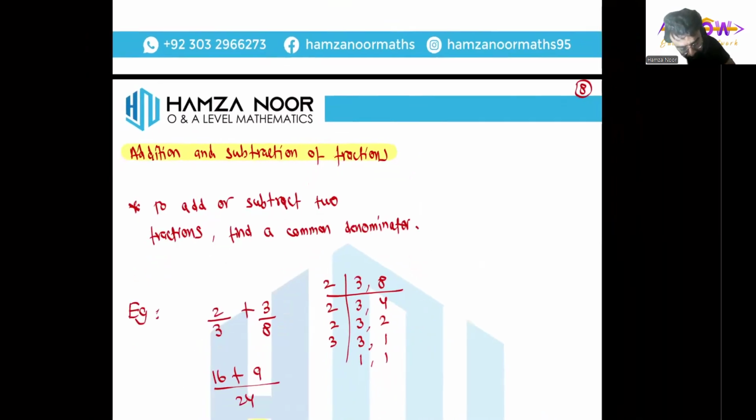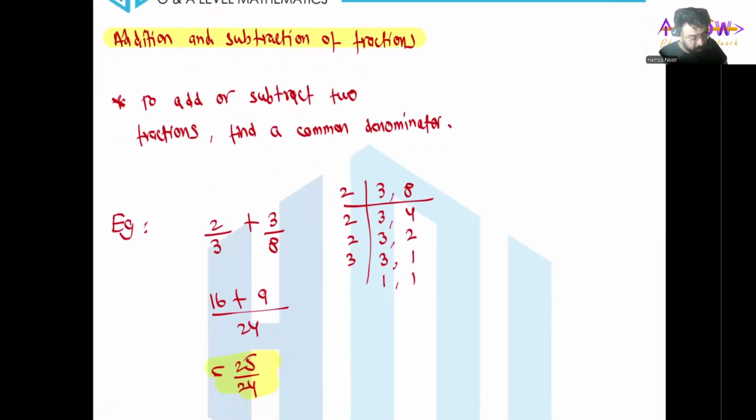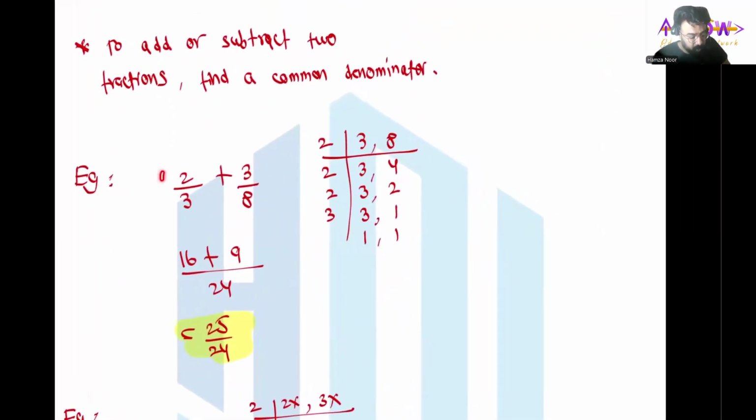So here we have an example. Okay, 2 over 3 plus 3 over 8. A very basic example which you have been studying since childhood. Okay, so 2 over 3 plus 3 over 8. First of all, we need to express this as a single fraction. So first of all, we are going to find the LCM of 3 and 8.